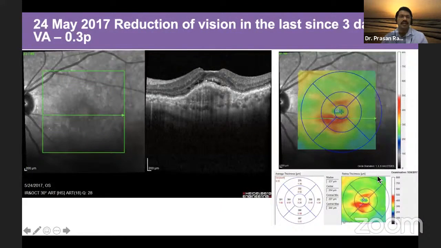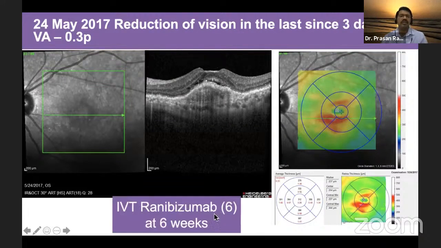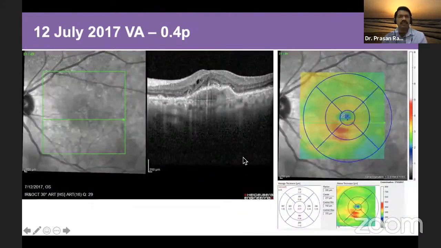But just a few days before the 10-week follow-up, she came with a reduction of vision. You can see the presence of fluid here, some intraretinal fluid as well. And then she was given an injection. At this point of time, as per the treat and extend protocol, we decided to reduce the time period. So instead of 8 weeks, she was now called at 6 weeks for an injection.